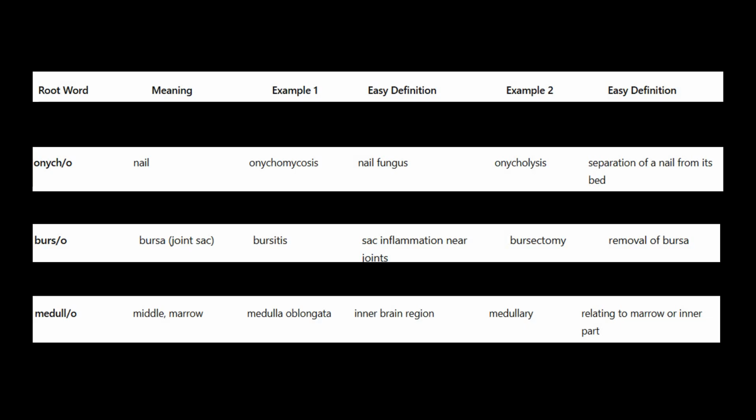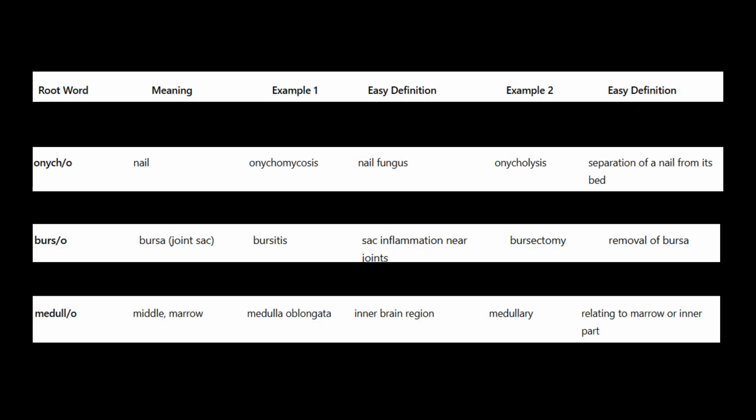Okay, so which is related to joint sac, or you can say bursa. So if something is related to joint sac or bursa, then in that case we will use the root, like you will find the root word as burs or burso. For example, bursitis. Itis we know, that is a suffix, right? So it is related to inflammation. And burs we know that it is related to joint sac. So this entire terminology is bursitis, where sac inflammation is the presence near the joints.